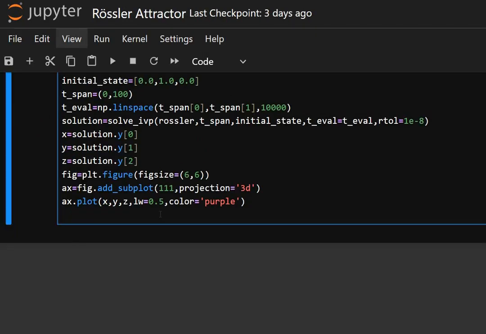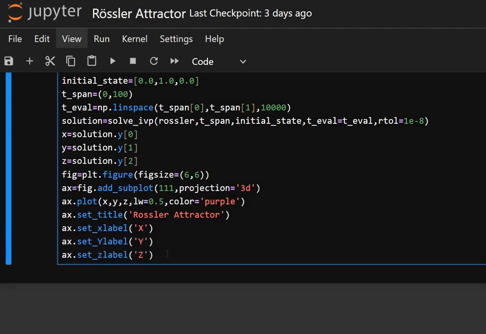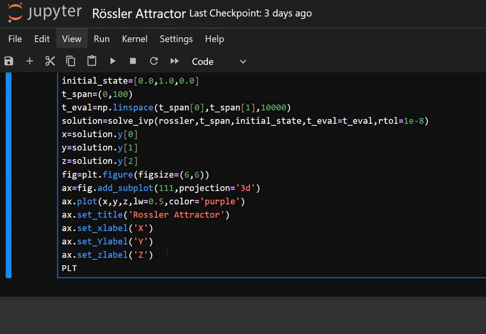And now we'll set the plot title and axis labels. ax.set_title sets a suitable title for the plot, and ax.set_xlabel, set_ylabel and set_zlabel set suitable labels for the required axes. At last we will display the plot with plt.show.